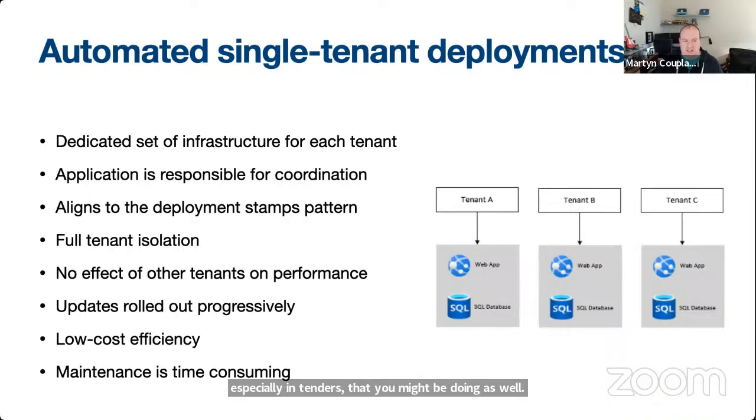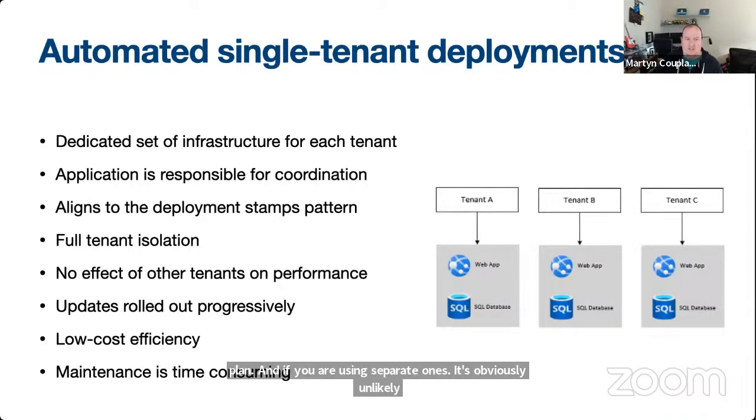Tenants are also unlikely to affect each other's performance. We talked about noisy neighbor syndrome a little bit. In this model, unless you're sharing underlying resources from a compute perspective or from a web app perspective in Azure, you might be using the same app service plan. If you're using separate ones, it's obviously unlikely to be a performance bleed across the different tenants.